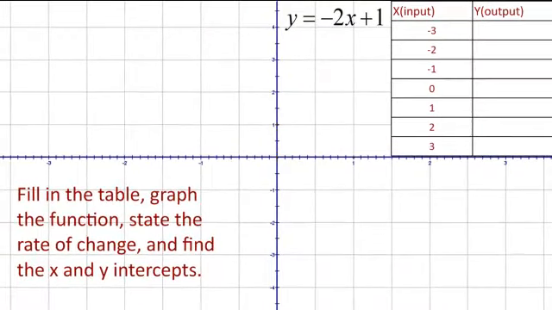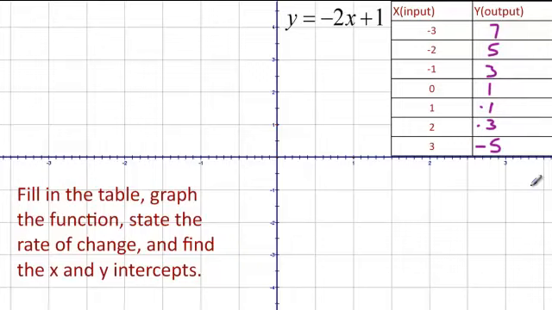Okay, so let's look at this again. Another one like it. Fill in the table, graph the function, state the rate of change, and find the x and y intercept. Okay, so the function is y equals negative 2x plus 1. So if I put a negative 3 in for x, that gives me 7. So I can go back to negative 3 and plot 7, except the graph doesn't go that high. So I'm going to go to the next value, negative 2. Now the rate of change is negative 2, so I should get 5 right here. Negative 2 plugged in, I get 4 plus 1 is 5. So that would be 3 and then 1 and then negative 1, negative 3, and negative 5.